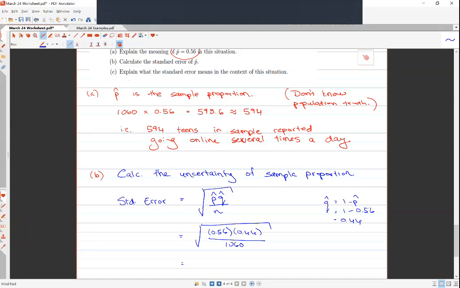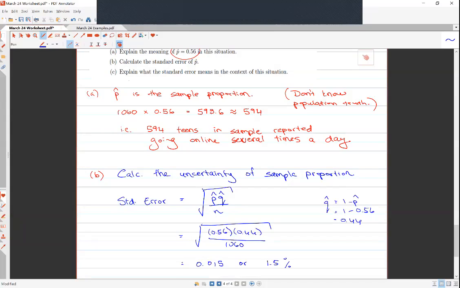So take the square root, I get 0.015 or 1.5%. So it looks exactly like the standard deviation calculation, except p has been replaced by p hat, q has been replaced by q hat. And the reason for that is because we don't know the true value of p.